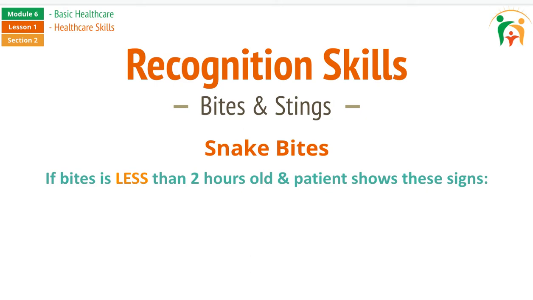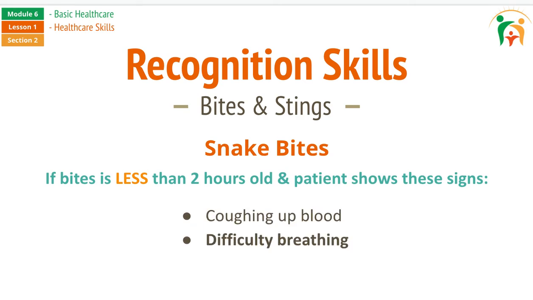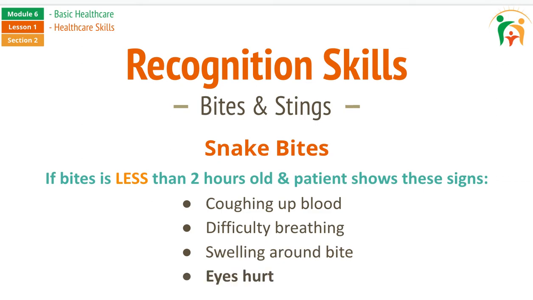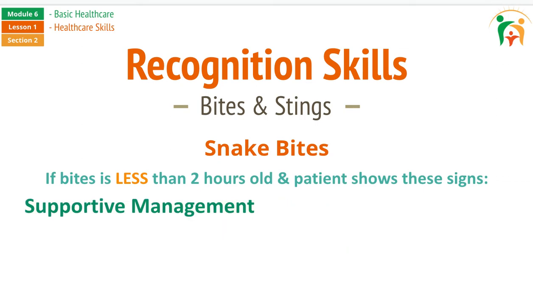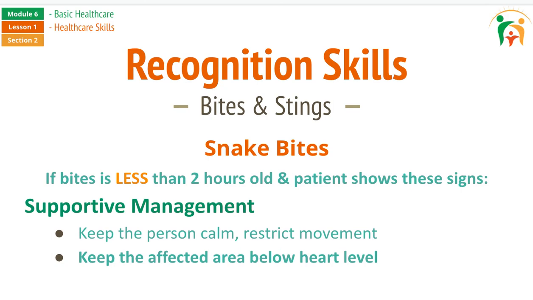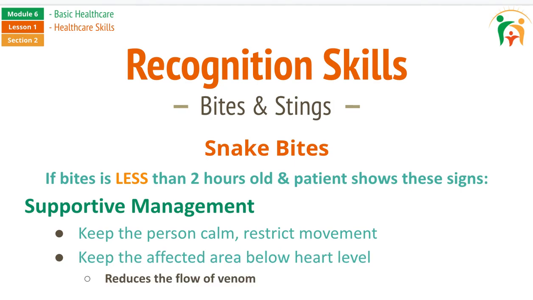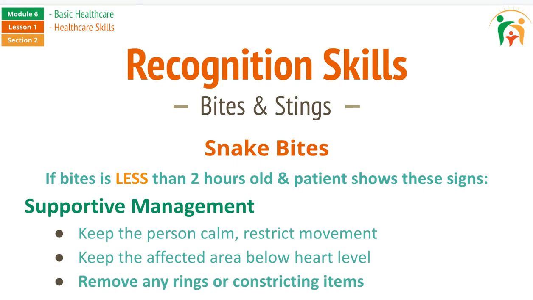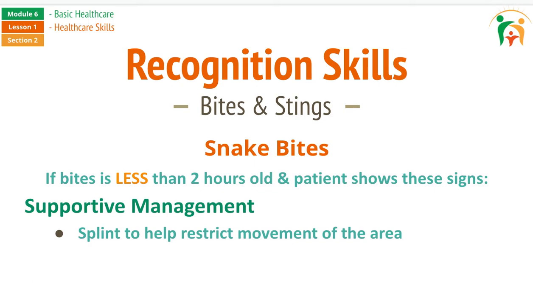If the bite is less than 2 hours old, the patient should show signs: coughing up blood, difficulty breathing, swelling around the bite, eyes hurt. Keep the person calm to restrict movement. Keep the affected area below heart level to reduce the flow of venom. Remove rings or constricting items. Splint to help restrict movement of the area.